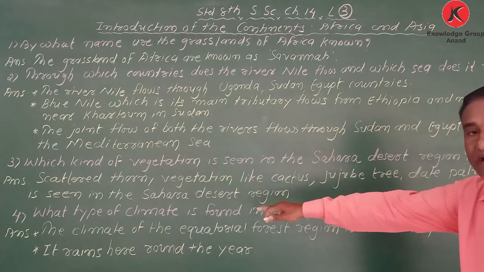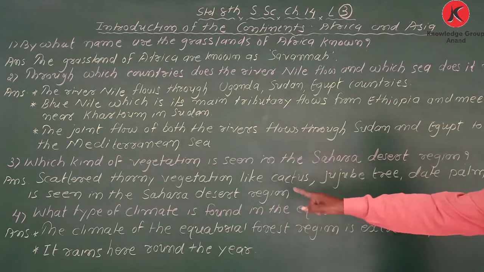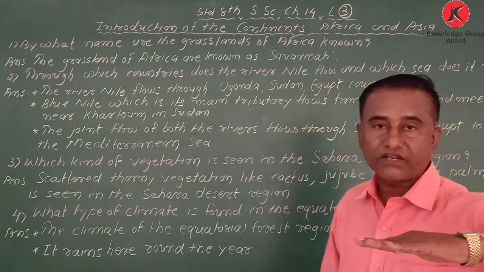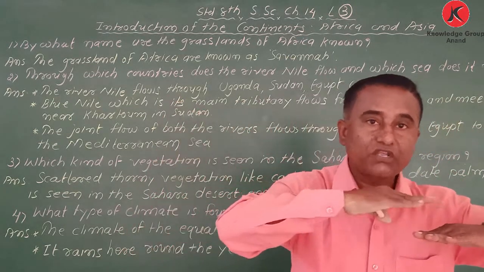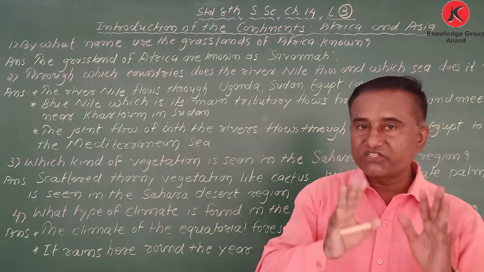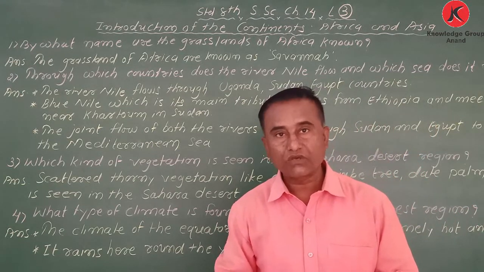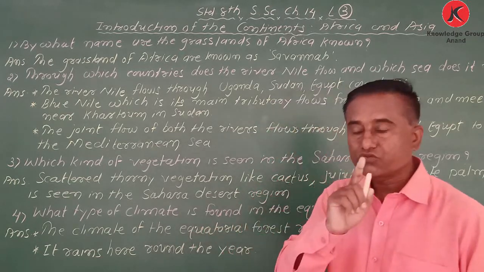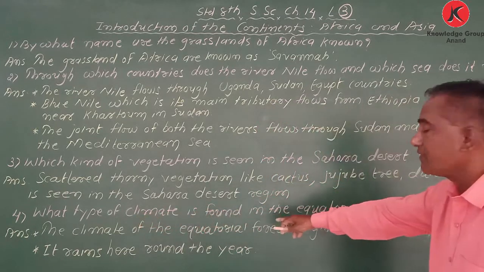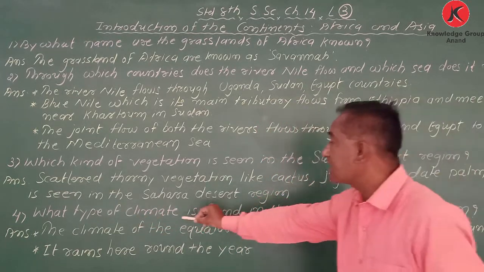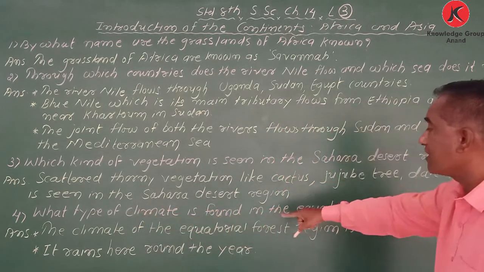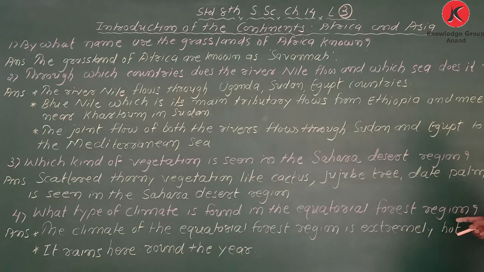Next, what type of climate is found in the equatorial forest region? My dear student, in the equatorial forest, what happens? The sun rays fall straight. That is why that region always remains hot. And because of the water mass, it is humid also. So what type of climate? It's not related to the weather. Climate. What type of climate is found in the equatorial forest region?